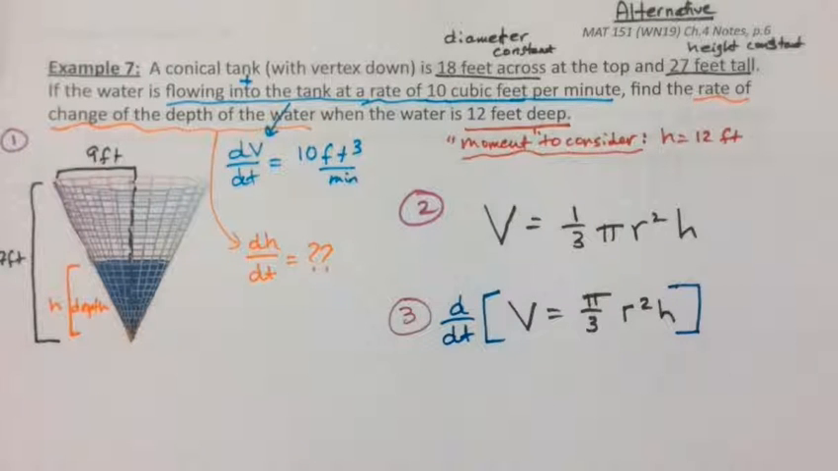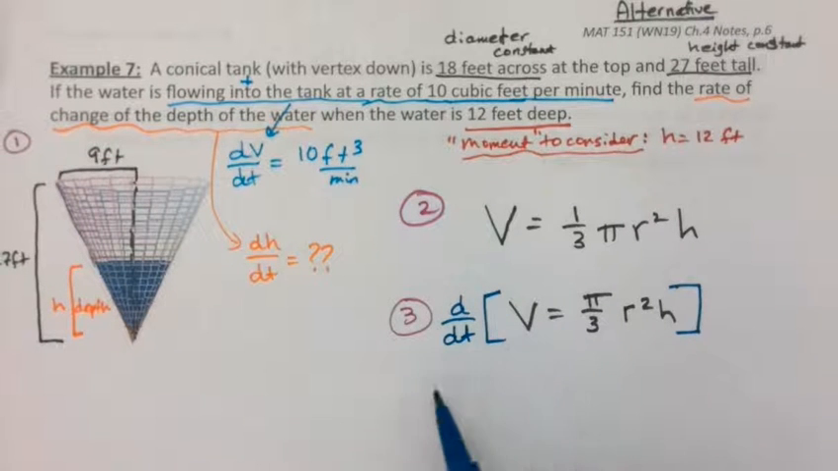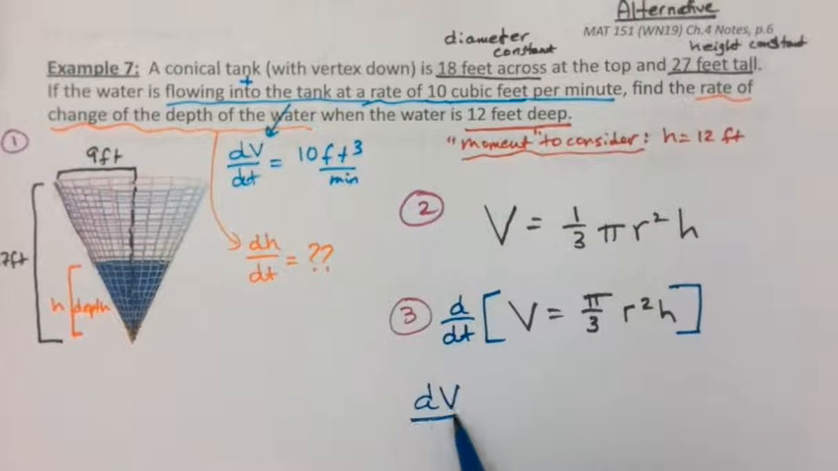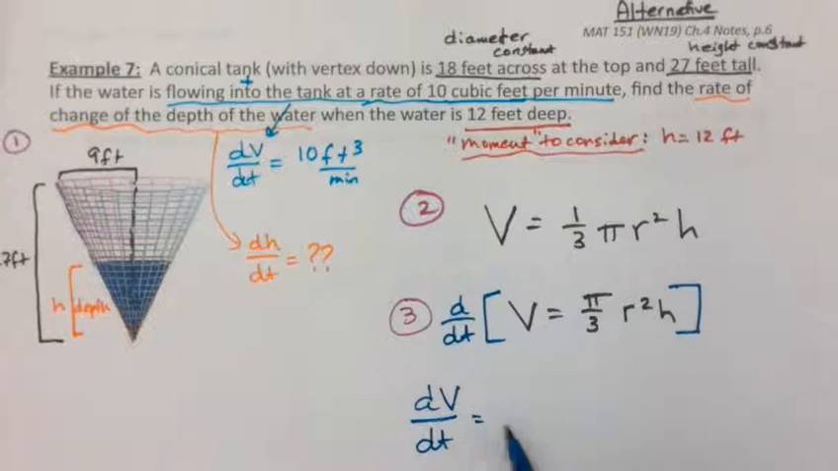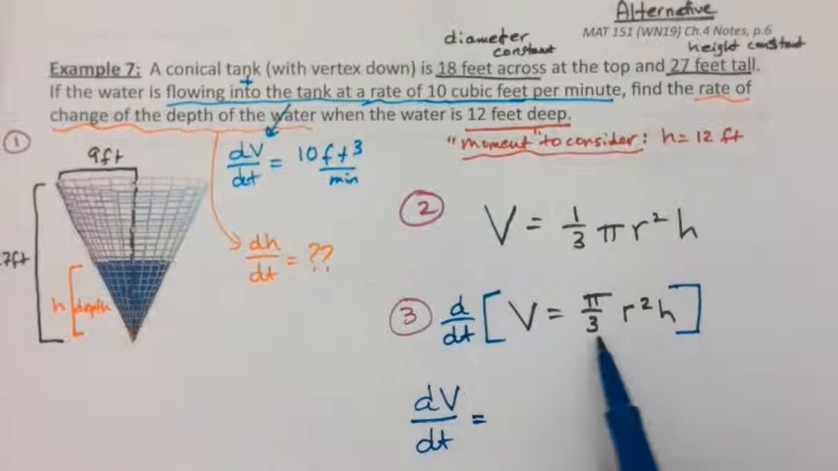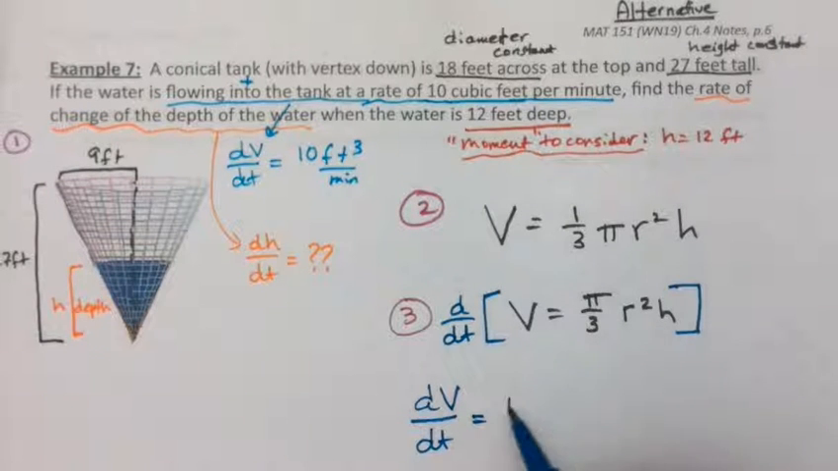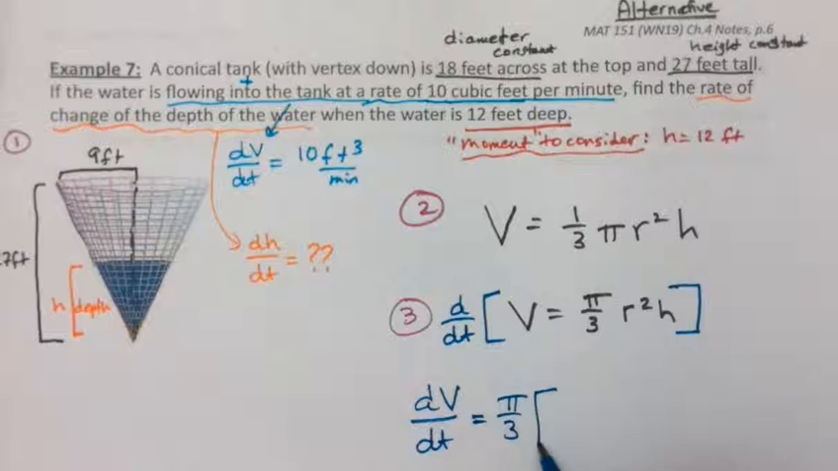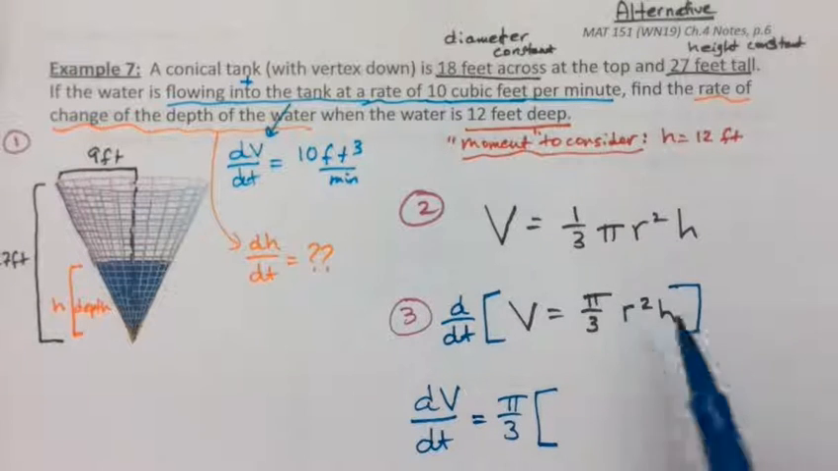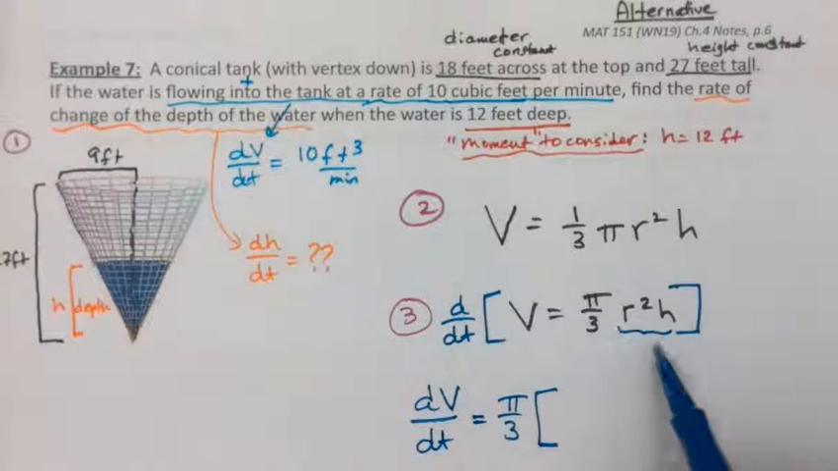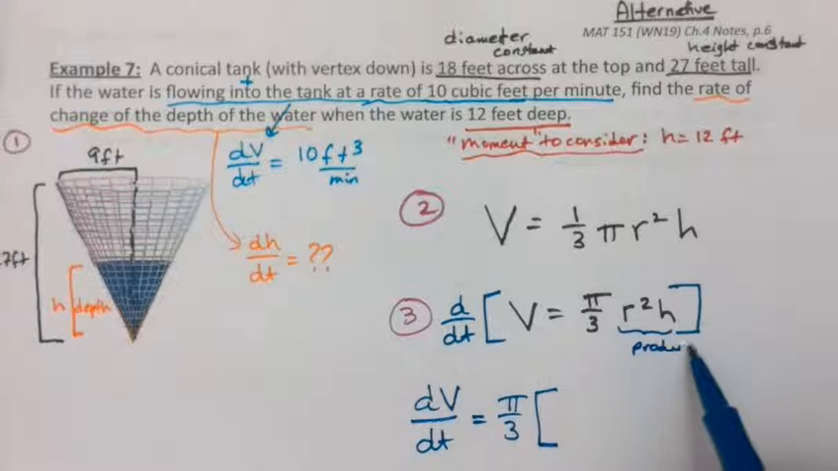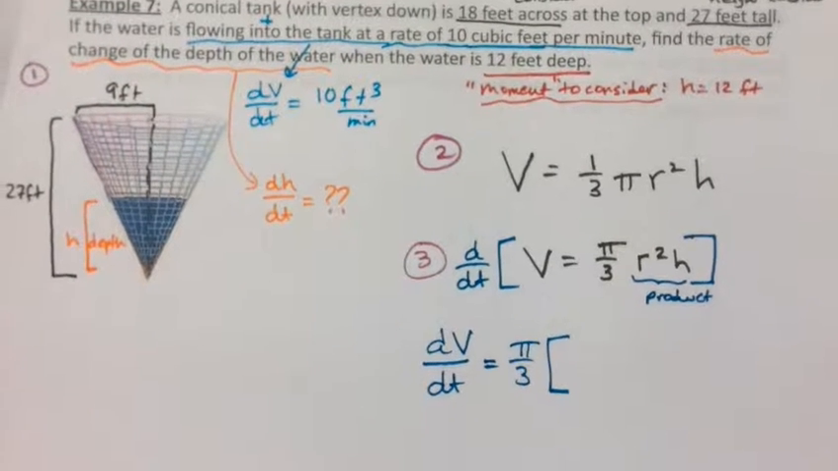All right, well the pi over 3 is constant, so that's not really a problem. And then the left side, of course, is just going to be dV/dt, so that's easy. So dV/dt equals, now over on the right hand side, I'm going to have pi over 3 times, and then these two are multiplied, so I'm going to need the product rule and implicit differentiation to find that. All right, so I start with the product rule.